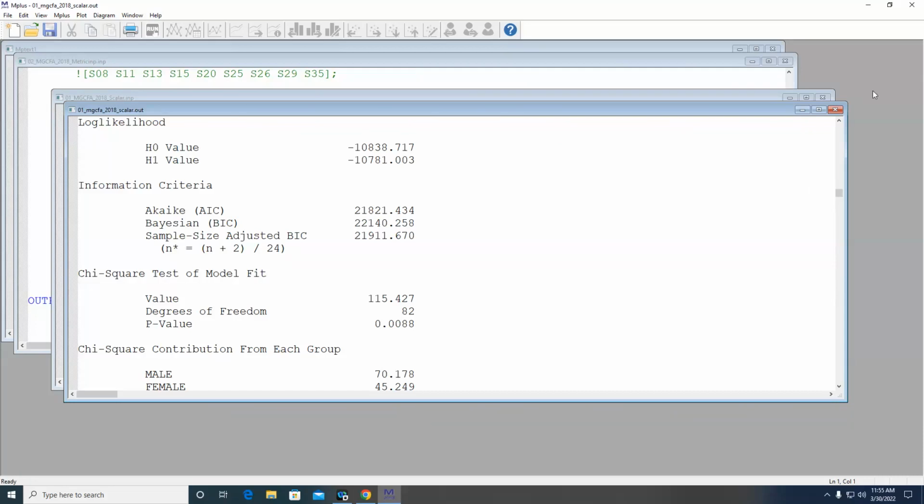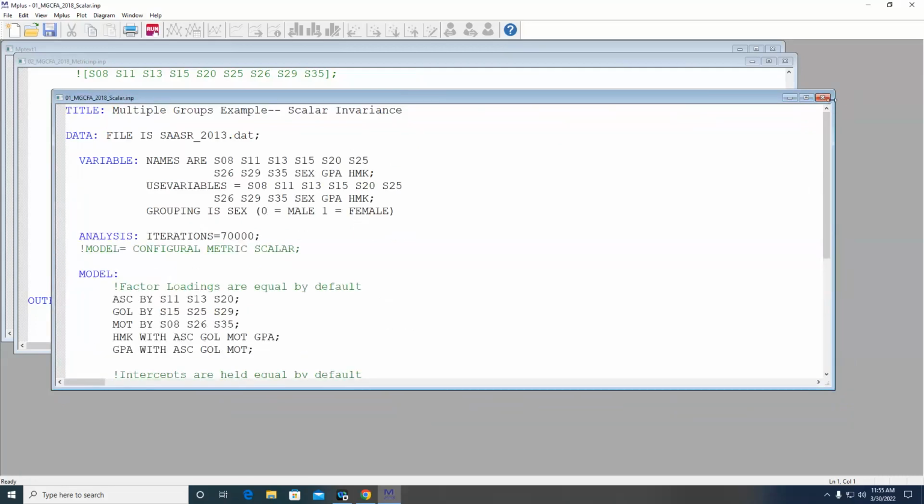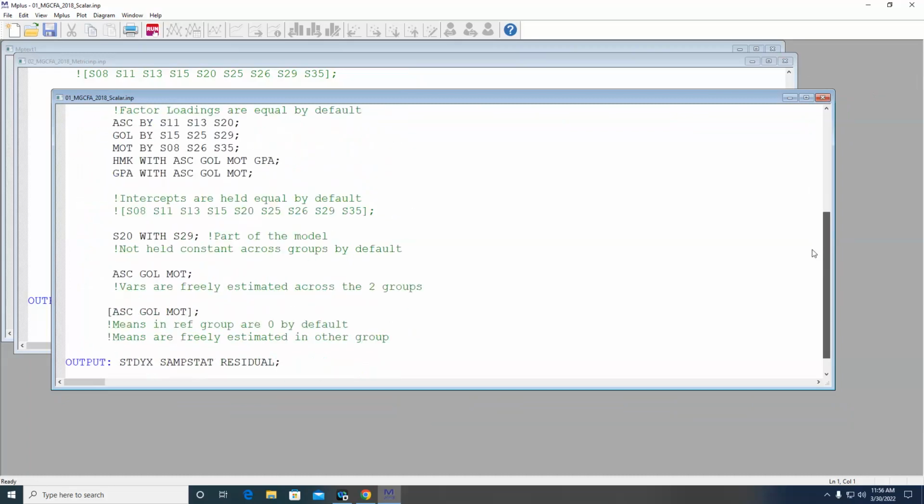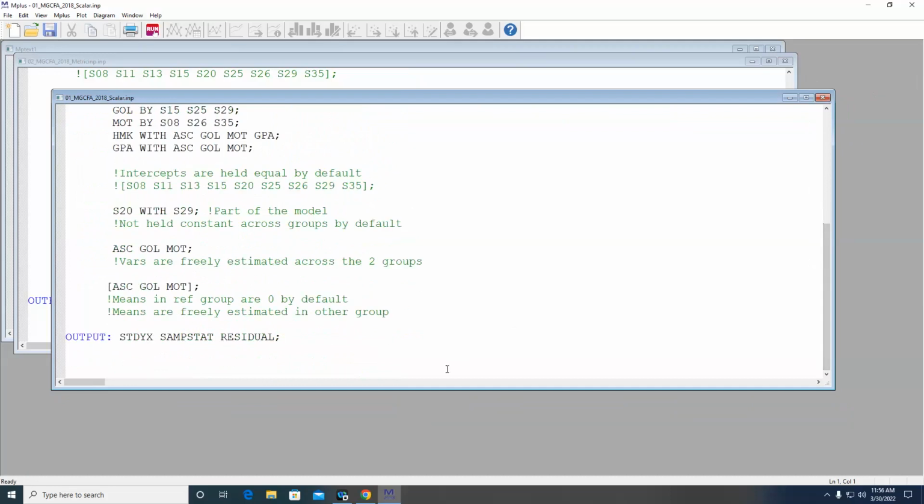So what I can do here is test this, right? I can just free the intercept for that one item, and I can see what the chi-square will be for that. So let's do it. Okay, so I've got my scalar invariance model here, and now I want to go into my model. Do I have model female? No, but that's okay.